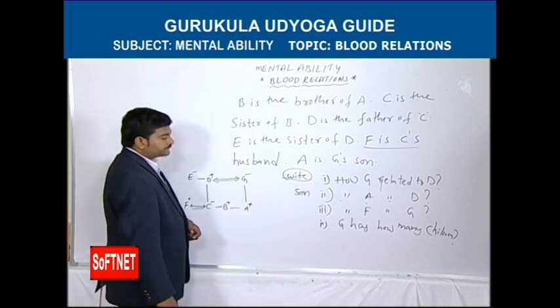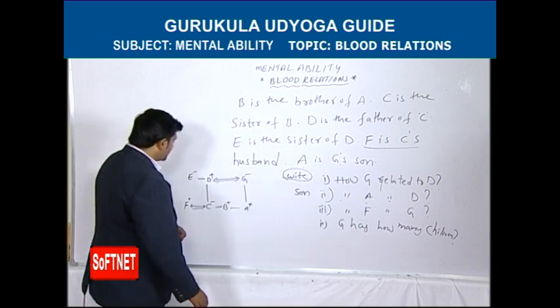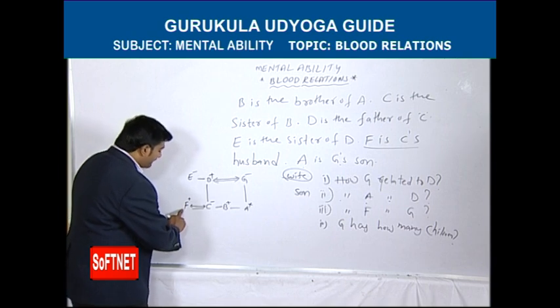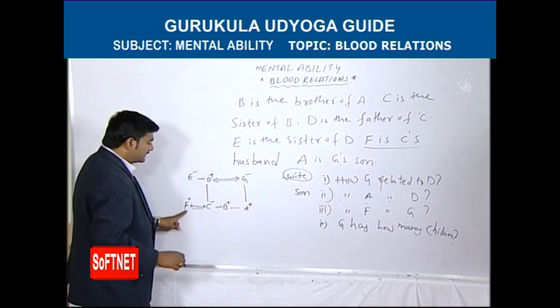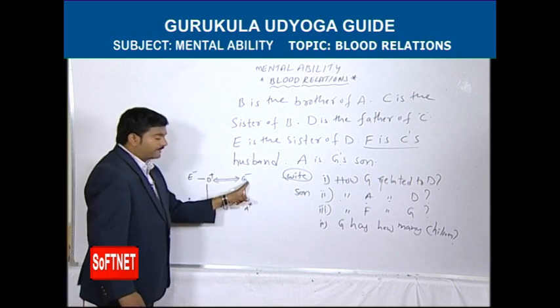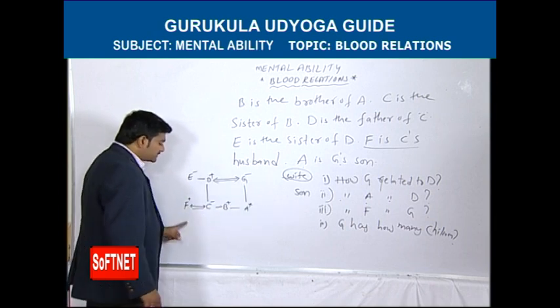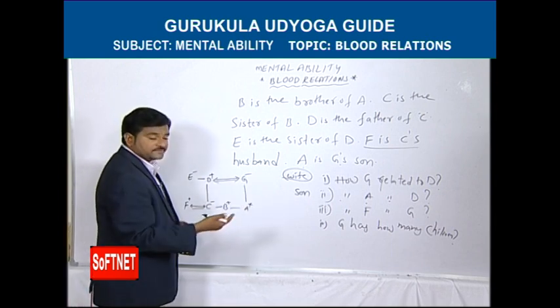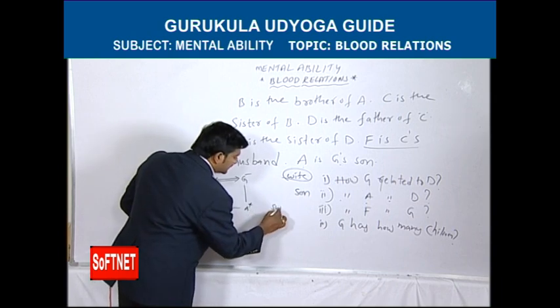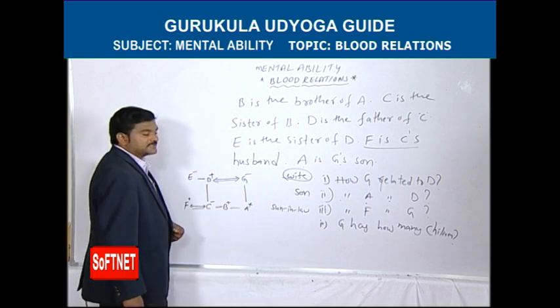And the third question. How F related to G? See, F to G. Indirectly male gender. For example, female gender, myself. My daughter's husband. My daughter's husband means son-in-law. But question is what? How F to G? So it's very clear. Son-in-law. Right? Son-in-law.